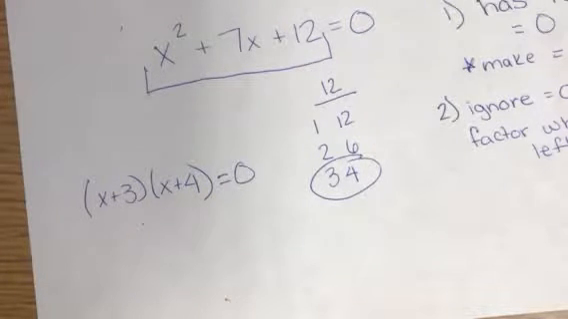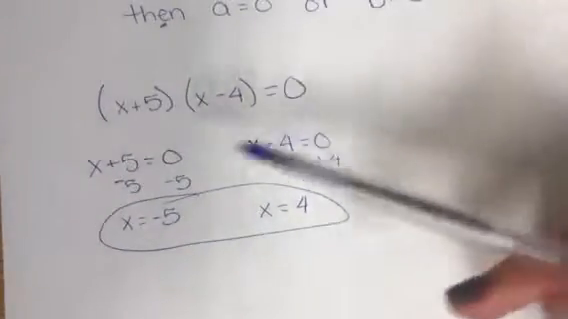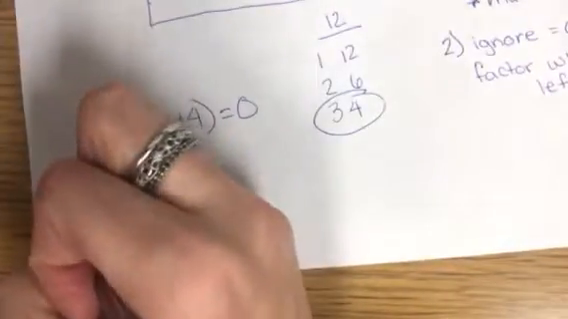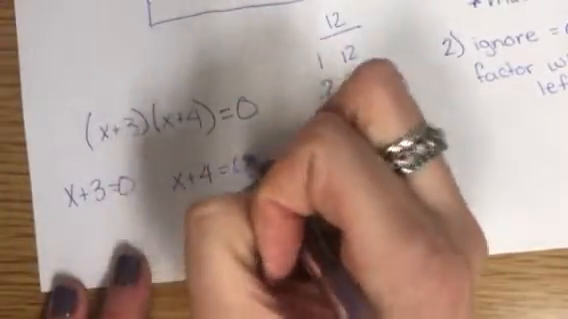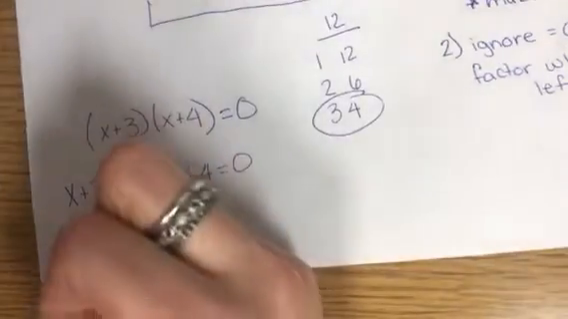So I now have x plus 3 times x plus 4 equals 0. And if we go back up to our rules above, that tells us that now we can set each of these equal to 0. And that's something we know how to solve.